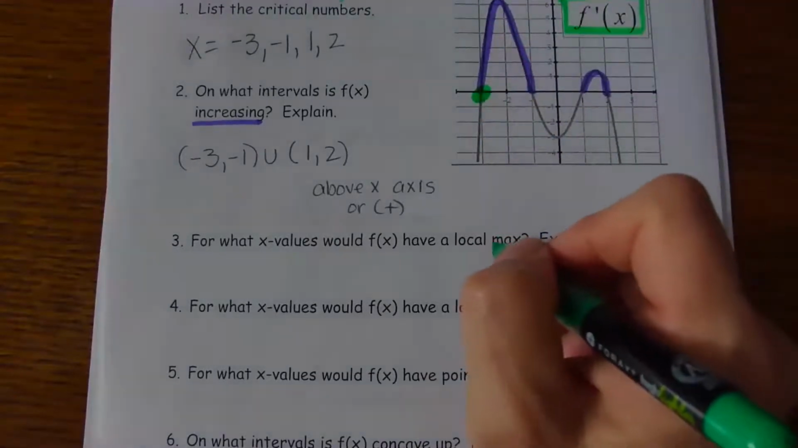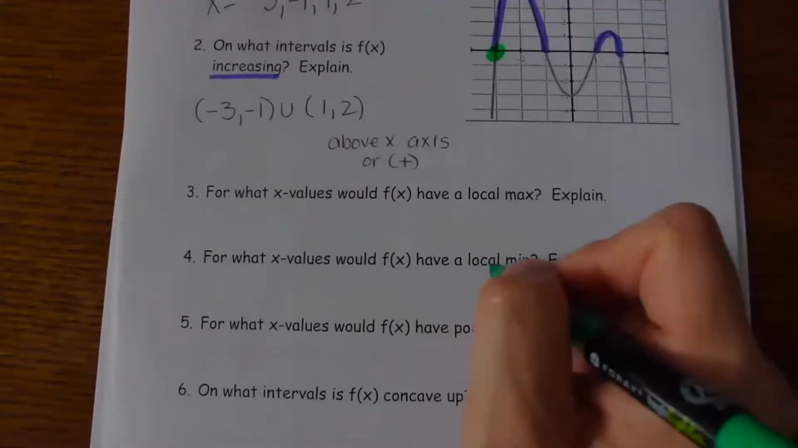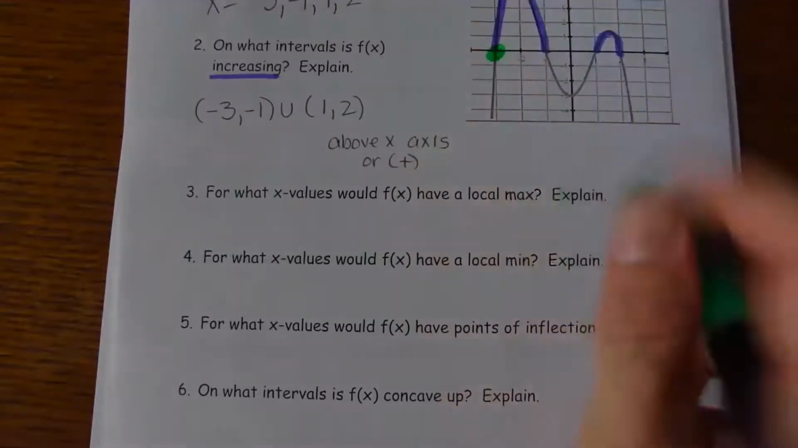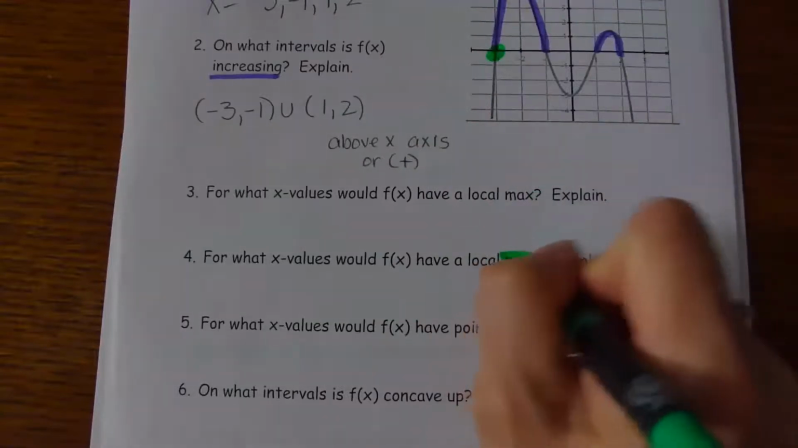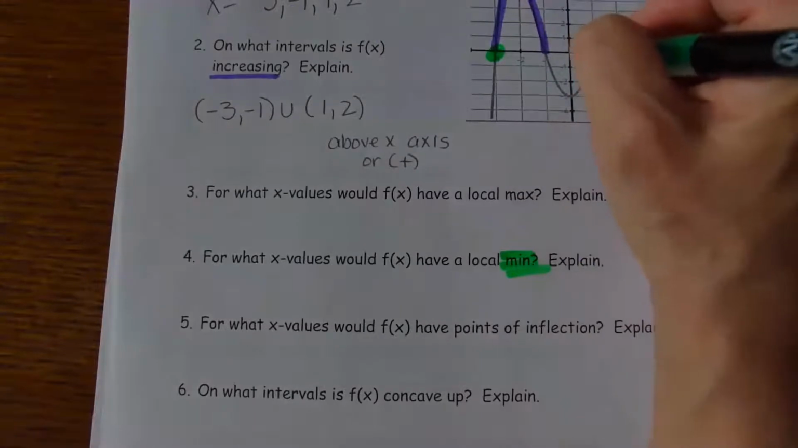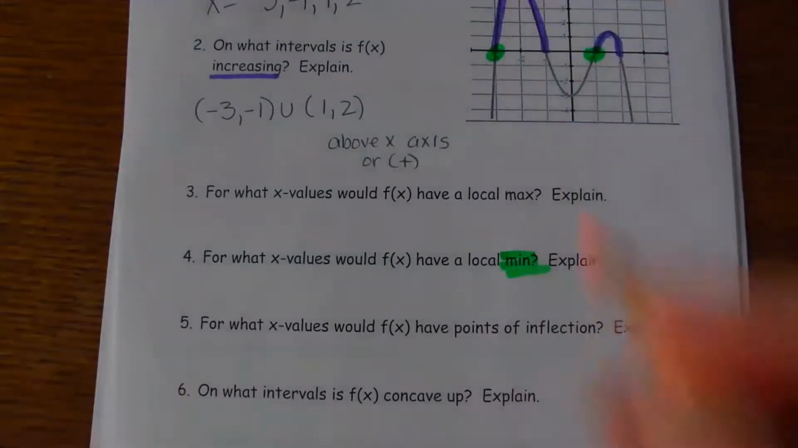Wait, did I ask for max or did I ask for min? Okay, I'm doing mins right now, right? True? Because for a min, we go from below to above. I skipped that one and went straight to that one. That's okay, I'll highlight it here. Oh, right there.